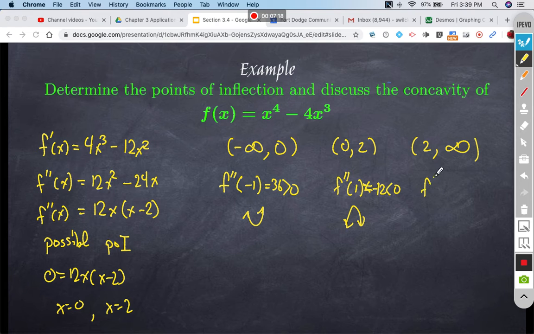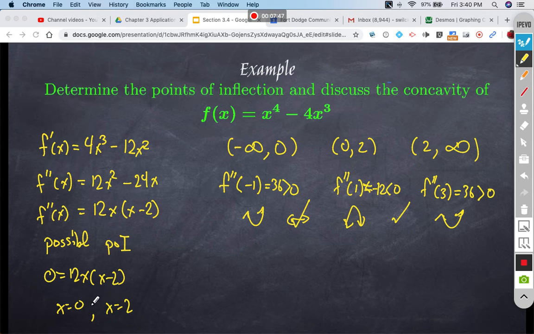We're going to check at 3. So I'm going to get here 36 times 3 minus 2, which is 1, so 36, which is greater than 0. So that's concave up. So here we're changing, so it's a point of inflection. Here we're changing from going down to up. So that's a point of inflection.